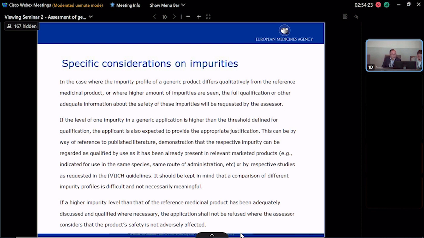It should be kept in mind that a comparison of different impurity profiles is difficult and sometimes not necessarily meaningful. If a higher impurity level than that of the reference product has been adequately discussed and qualified, where necessary, the application shall not be refused where the assessor considers that the product safety is not adversely affected.